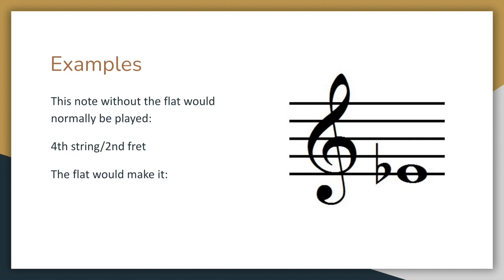Here's another example. Without the flat, this would be played 4th string, 2nd fret. And with the flat, we're now on the 4th string, 1st fret. Once again, we lowered from the 2nd fret to the 1st fret.